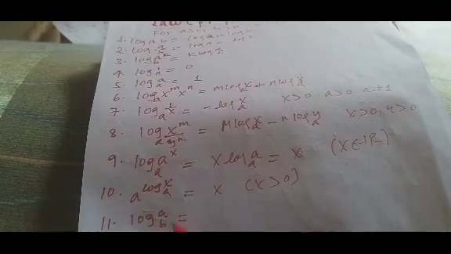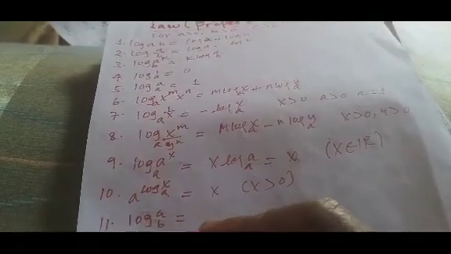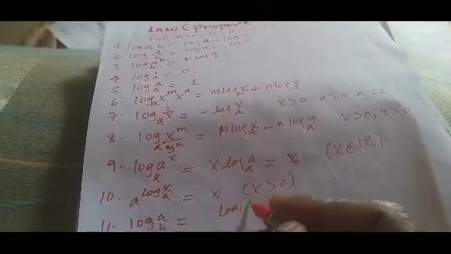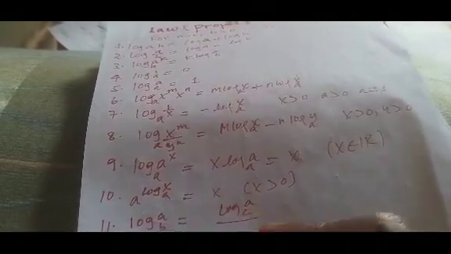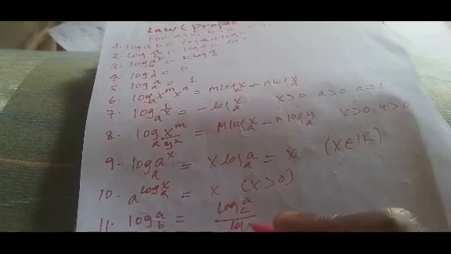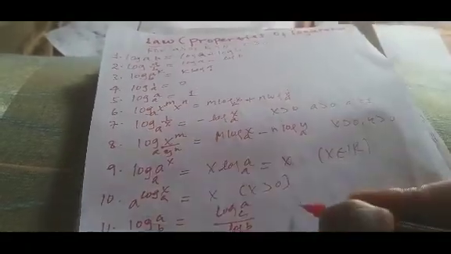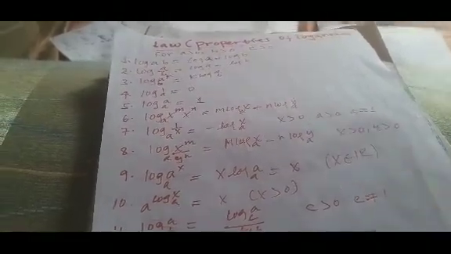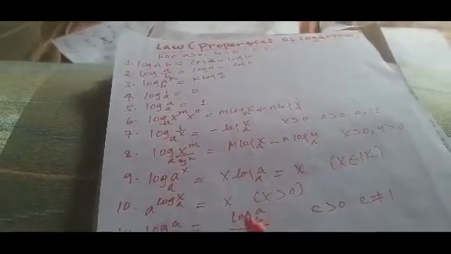Log of a to the base b is changing one base to another base. So this is true for log of a to the base c over log of b to the base c, for c greater than 0 and c different from 1. Changing one base to another base.